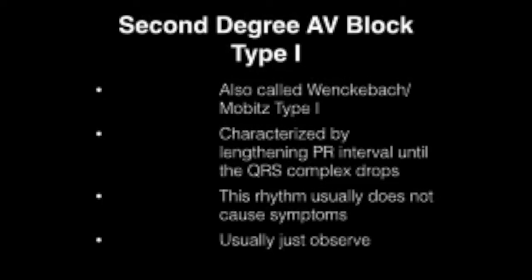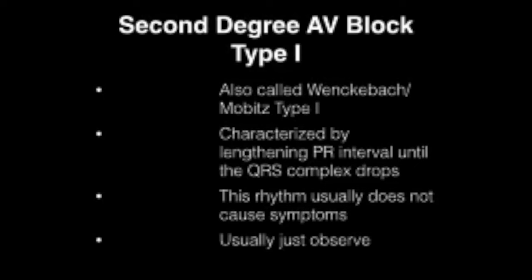This is also characterized by a lengthening PR interval until the QRS complex drops. So the PR interval is greater than 0.2. The rhythm usually doesn't cause symptoms. In these, we usually observe. The same thing applies. I would just be able to identify this in terms of a rhythm strip, not necessarily having any causes or treatment. Well, there really isn't any treatment other than just observation, especially in an asymptomatic patient. But just kind of have those things in your head in terms of the second degree type 1 AV block.